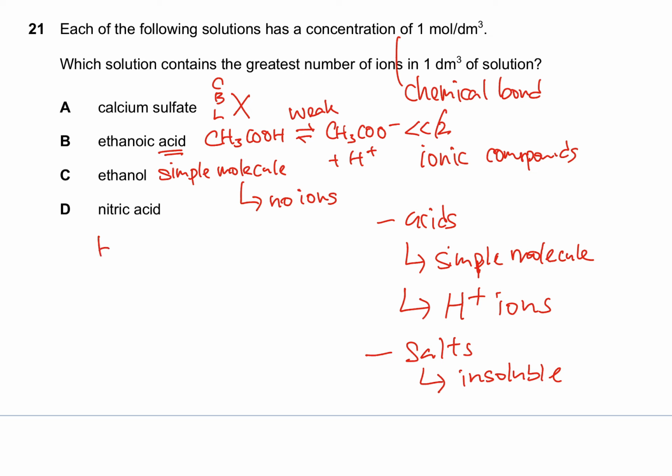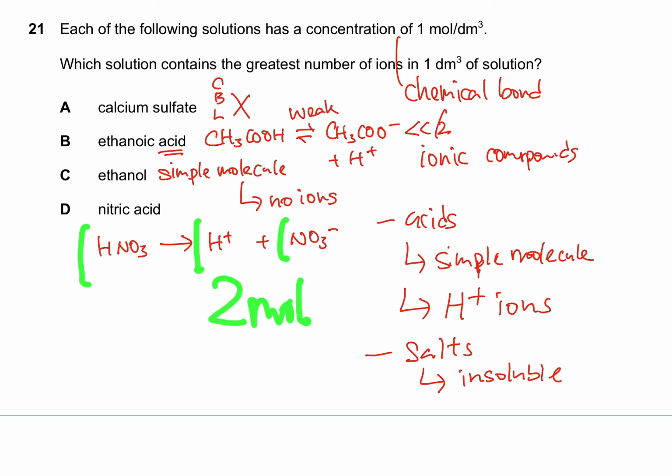Last one, nitric acid, HNO3. HNO3 will dissolve completely in water because it's a strong acid to form 1 H plus and 1 NO3 minus. So if I have 1 mole of acid, it will form 1 mole of H plus and 1 mole of NO3 minus, so it will form a total of 2 moles of ions. And this ionization is complete because it's strong, so therefore the number of ions nitric acid forms is 2, which is more than ethanoic acid, because ethanoic acid is a weak acid, which is less than 2. So the answer for this would be D.